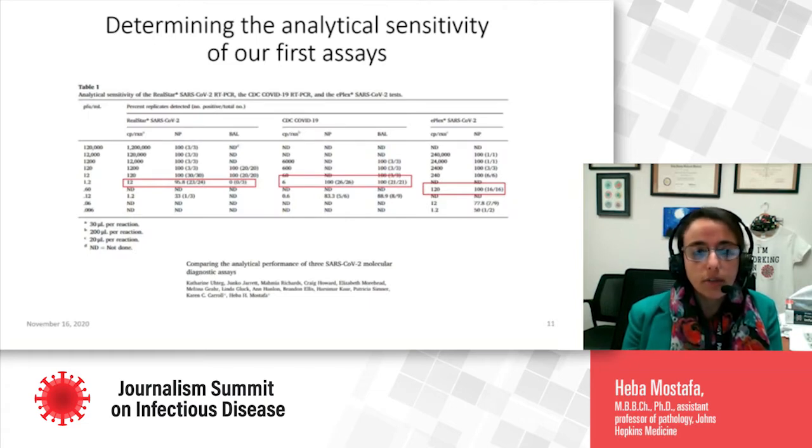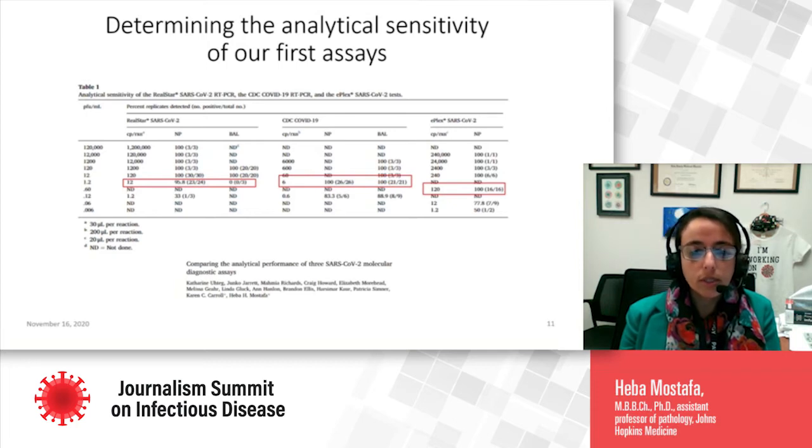And as we offered a variety of tests, it was very essential for us to understand the differences between the analytical sensitivities of these assays, or the lower limit of detection. And we did a lot of studies to compare. In the very beginning, when we started by offering our first lab-developed test, as well as the CDC assay, which we also offered in our lab, and the first closed system that was one of the first available that offers a quick result, which is the ePlex.